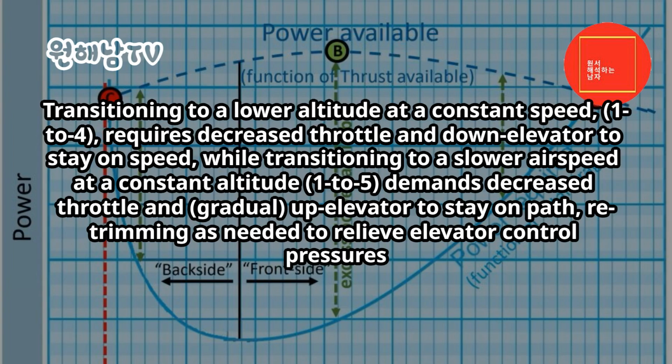Transitioning to a lower altitude at a constant speed, 1 to 4, requires decreased throttle and down elevator to stay on speed, while transitioning to a slower airspeed at a constant altitude, 1 to 5, demands decreased throttle and gradual up elevator to stay on path, retrimming as needed to relieve elevator control pressures.